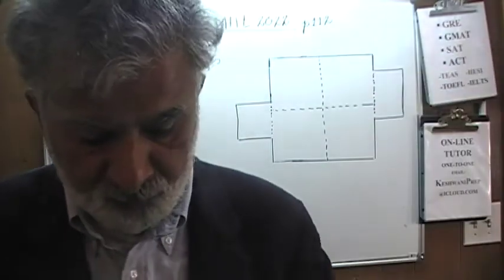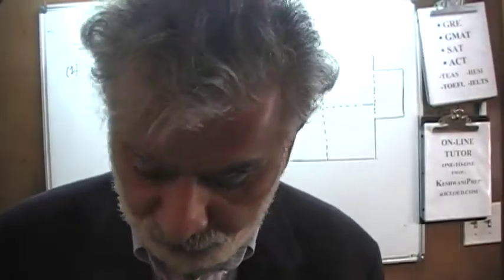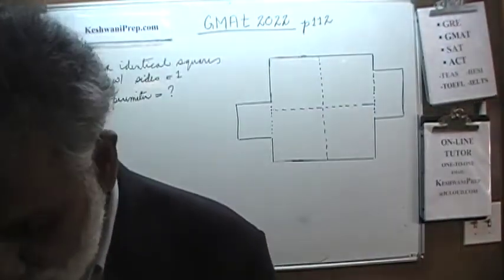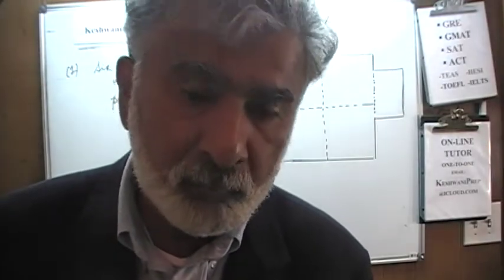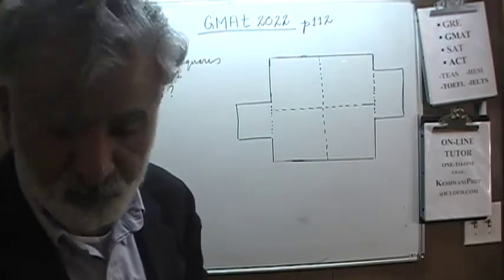You and I, as I said before, just now, will prepare ourselves for the math portion of the exam. As you already know, the math portion has two types of questions, data sufficiency and problem solving. Today we'll begin our journey with problem solving, problems that you'll find on page number 112. That's where the story begins.